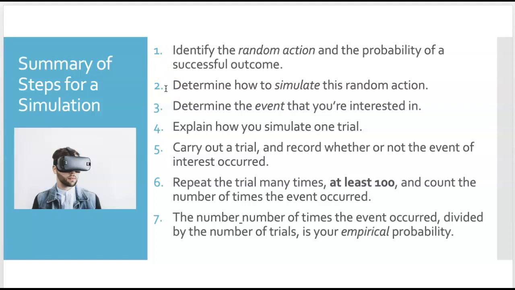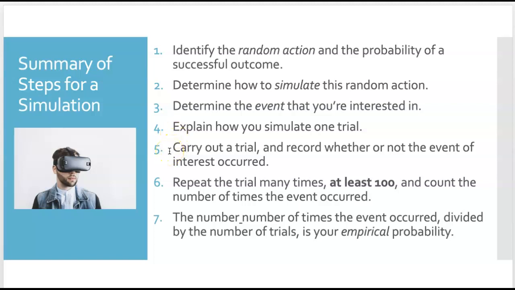Then in step 2, how do we simulate this random action? In class, I let everybody borrow some coins, and we flipped a coin and recorded the outcome 20 times. Of course, we also used Statcrunch, which helps simulate flipping a coin for larger sample sizes. Then we determine the event we're interested in. There, we were counting the number of head tilts to the right, or the number of heads. Then we explain how we simulate one trial: either flipping a coin, or relying on Statcrunch to simulate the coin flip.